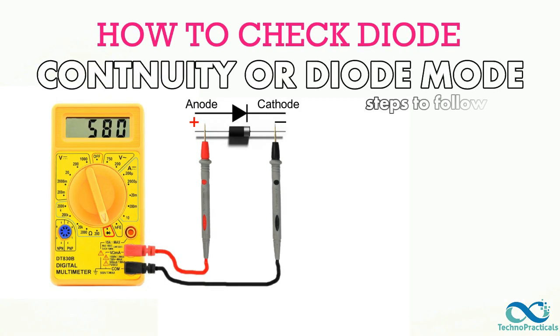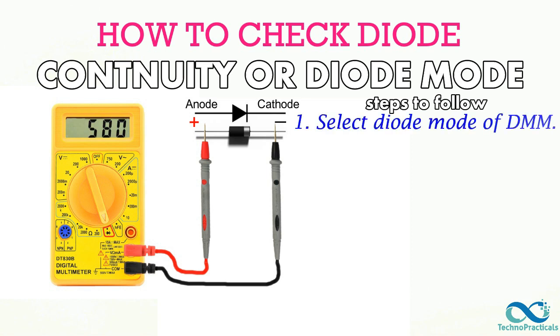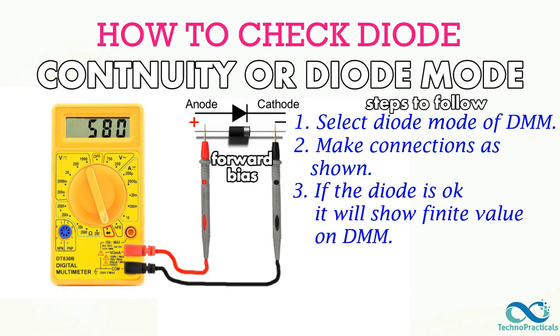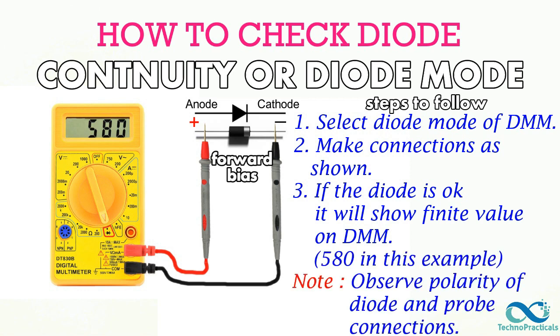Now let's see how to check a diode using this multimeter. Make the connections as shown in this image. Connect the anode terminal of the diode to the red probe and the cathode terminal of the diode to the black probe. This type of connection is also called forward bias connection for diodes. If the diode is found to be okay, it will show some finite value on the multimeter. In this example, 580 is the finite value for this diode.